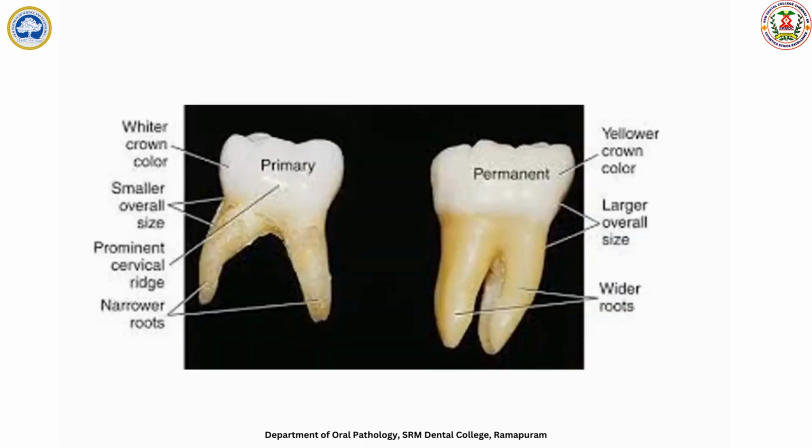And moving on to the roots, the morphology of the roots. The roots are more slender and narrower in case of primary. And this is the root trunk. The root trunk is very small, whereas the root trunk is very large in your permanent teeth. Why is the root trunk very small? Because the furcation is more towards the cervix in your primary dentition.